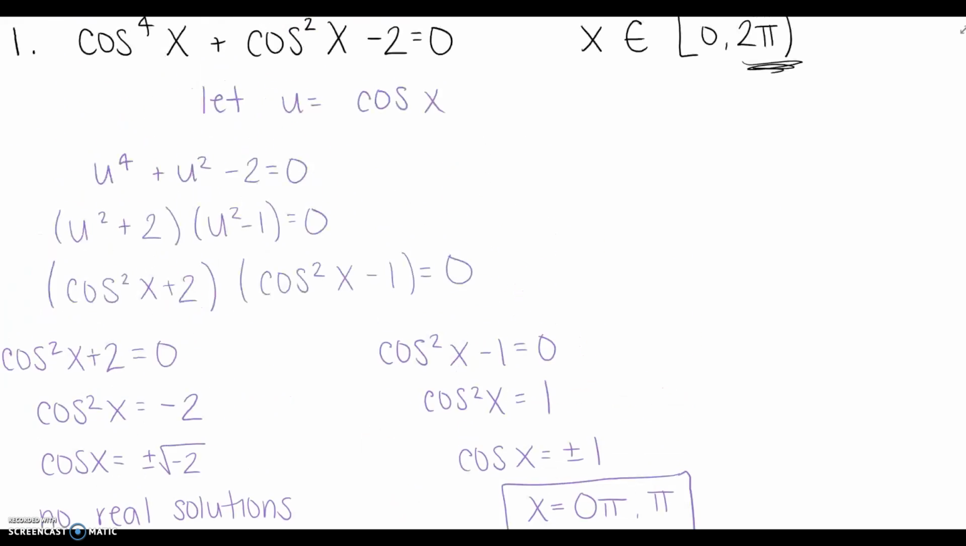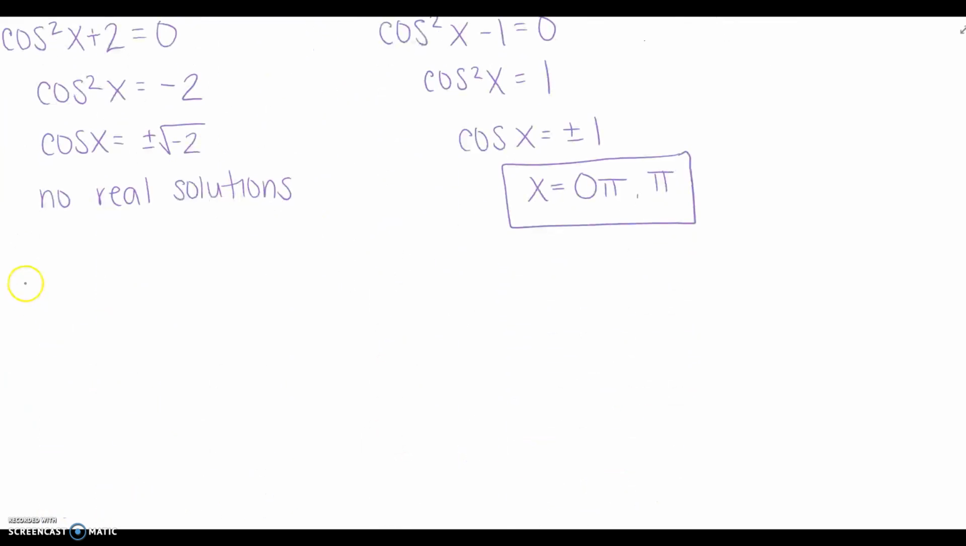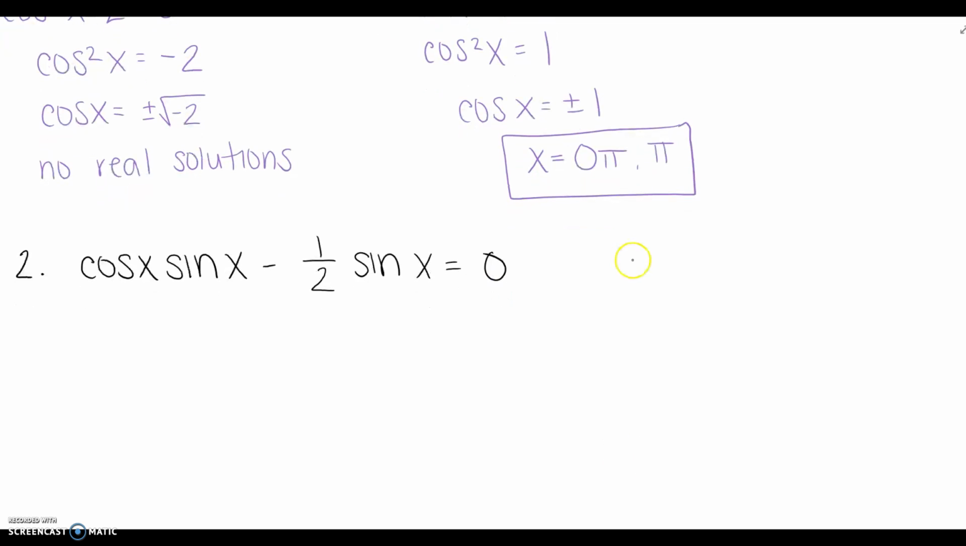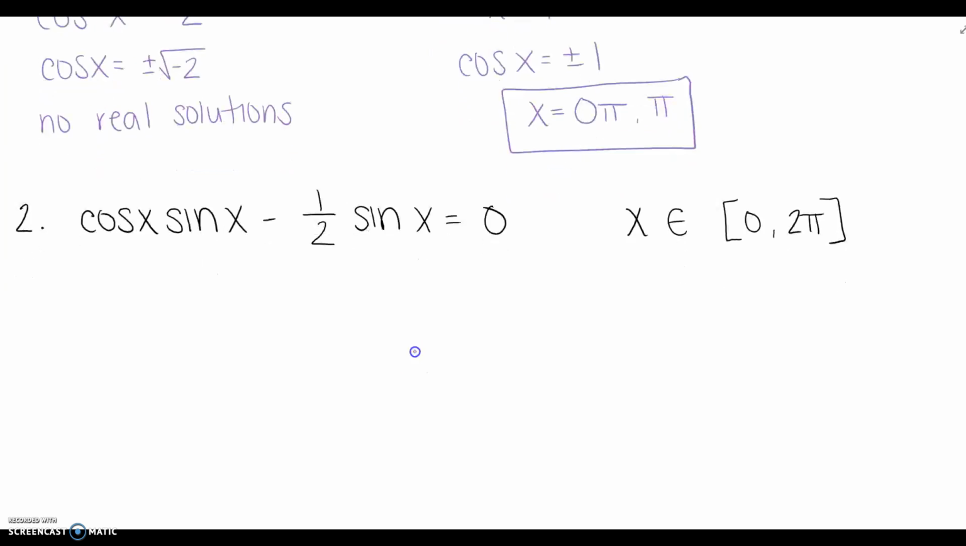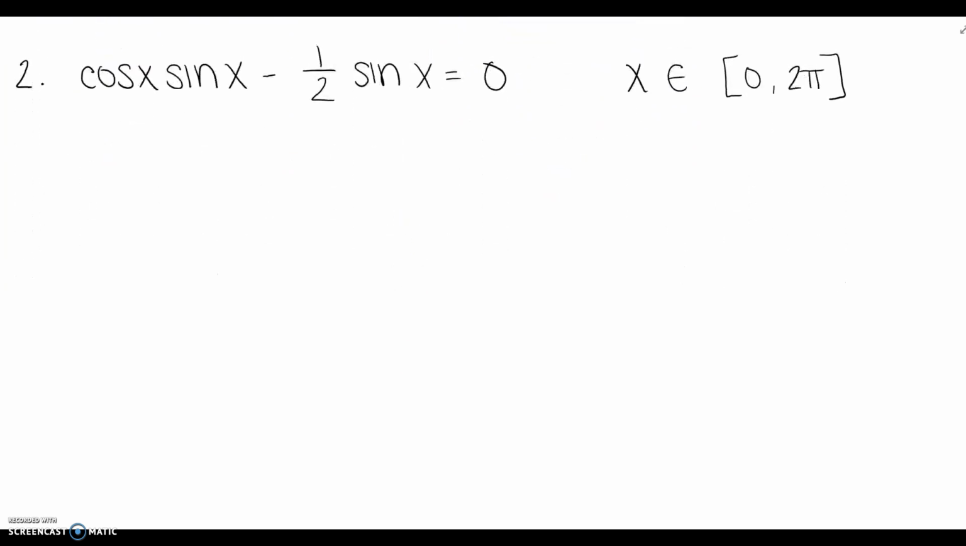Alright, let's have you do one more example with your groups. So cosine x times sine x minus 1/2 sine x equals 0. And let's have x be an element between 0 and 2 pi, and this time we'll include 2 pi. So please pause the video and do this example with your group.